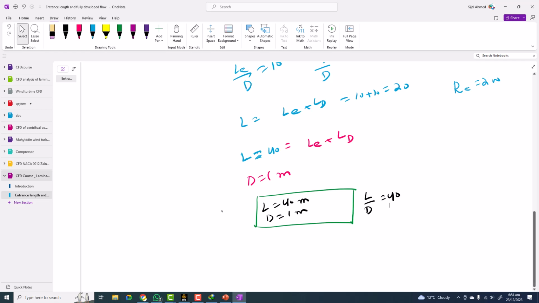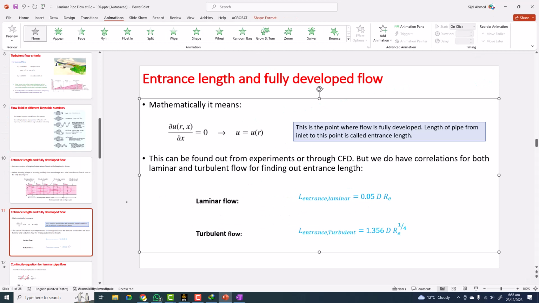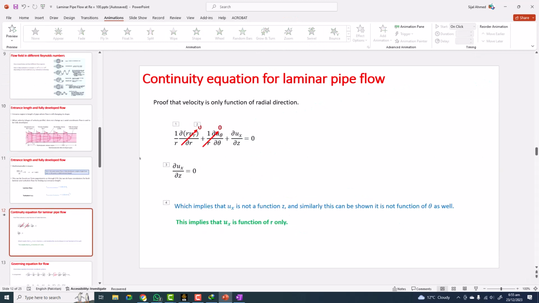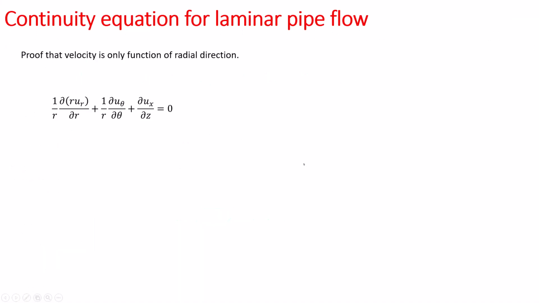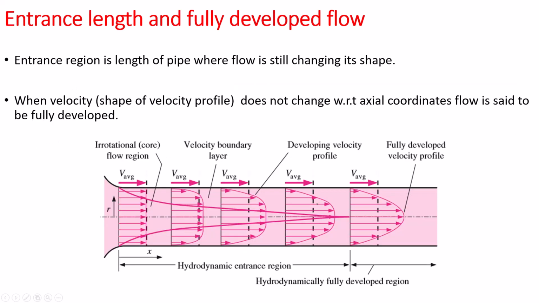Now the next thing we discuss. We can convert the Cartesian coordinates to cylindrical coordinates for the pipe flow. So this is the continuity equation for the pipe flow, laminar pipe flow. And we are going to prove that the velocity is only a function of the radial direction. We have said that this is the point where the flow is fully developed, and at this point the flow is only a function of the radial component.